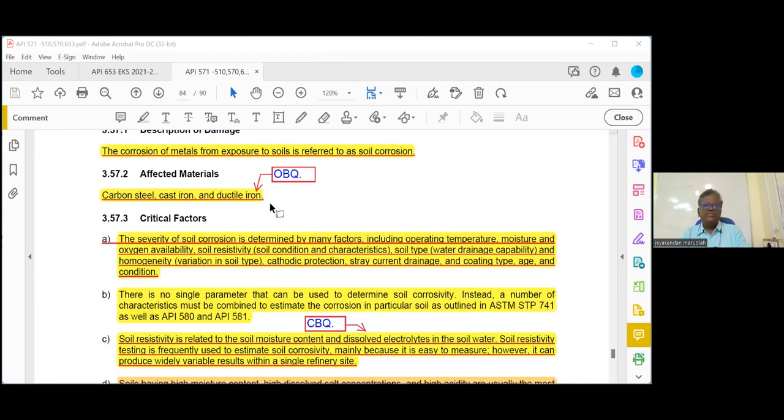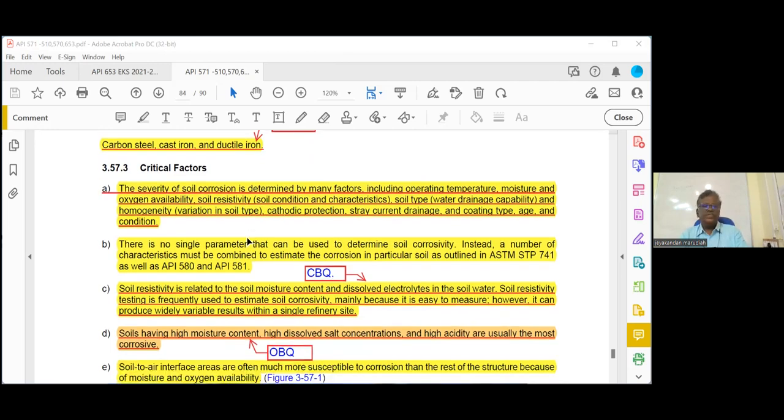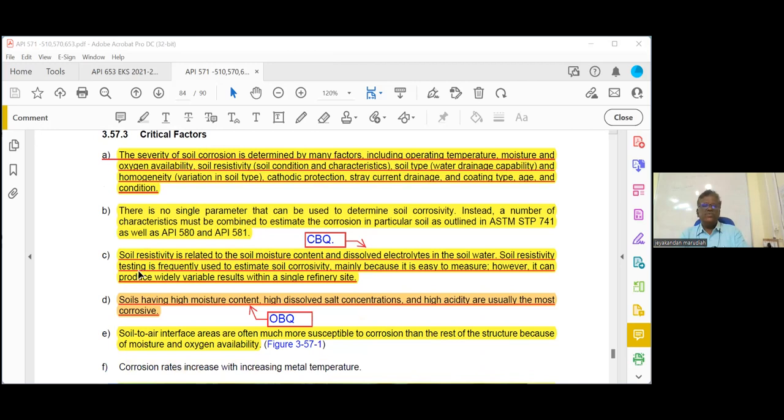Affected material, this is important: carbon steel, cast iron, and ductile iron. These are the affected materials. Then open book question. Critical factor: the severity of soil corrosion is determined by many factors, including operating temperature, moisture and oxygen availability, soil resistivity, soil type, cathodic protection, stray current, and coating condition. Then C is important, closed book question.